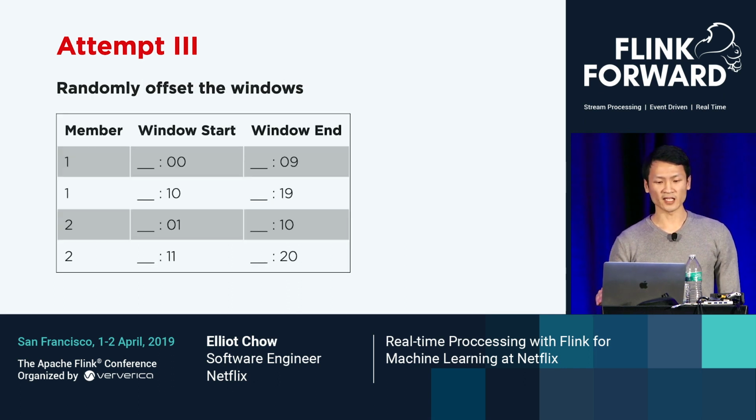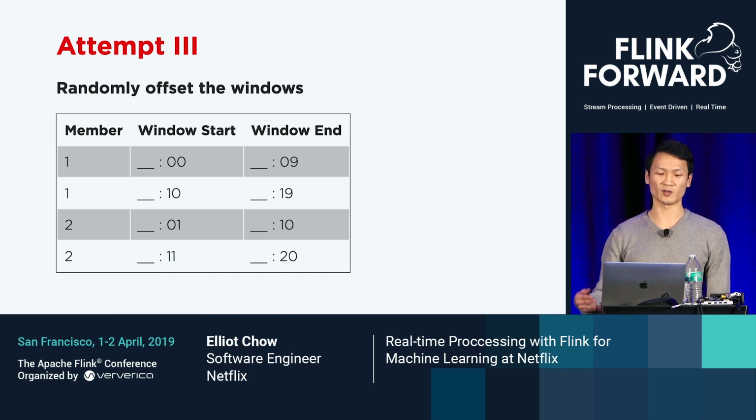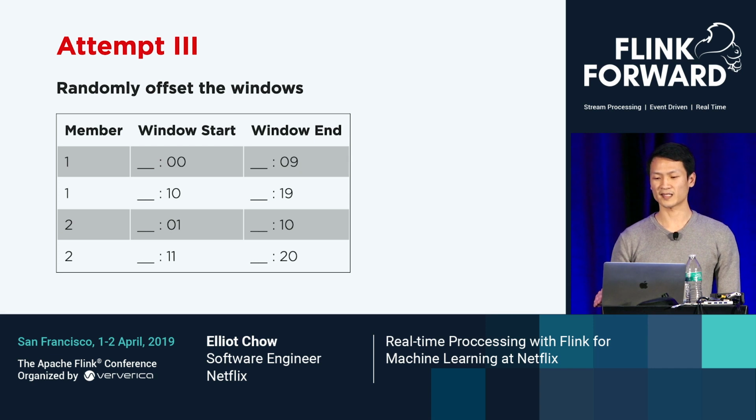And to solve the spiky resource usage, we ended up offsetting all of our windows depending on the member ID, so that instead of everybody being triggered on, let's say, the 0th minute and the 10th minute and the 20th minute, some percentage of the users would be on the 0th, some would be the 1st, and so on and so forth, so that we spread the load across time.